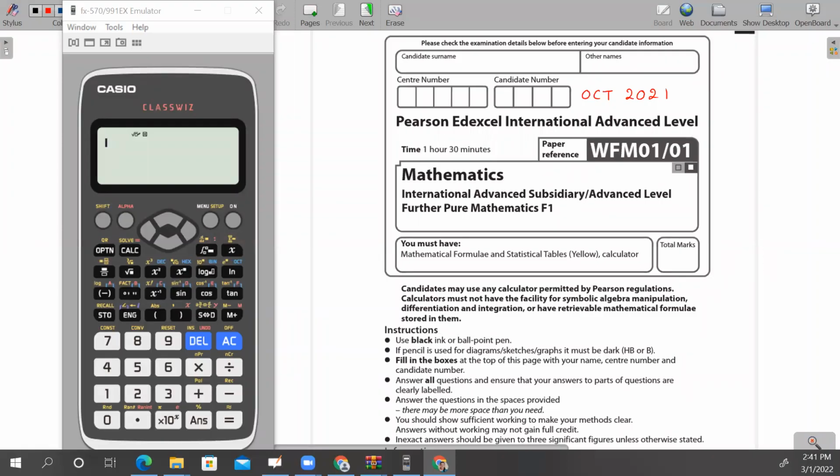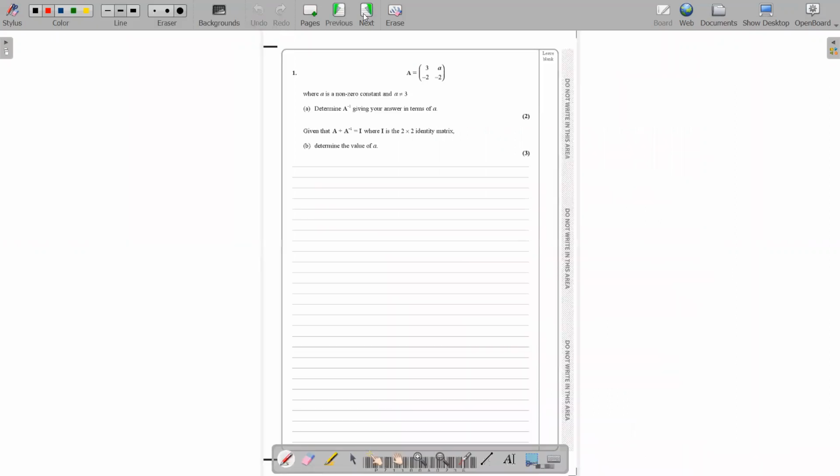Okay, so today we are going to discuss the October 2021 Further Pure Mathematics paper 1. Let's start with question number 1.